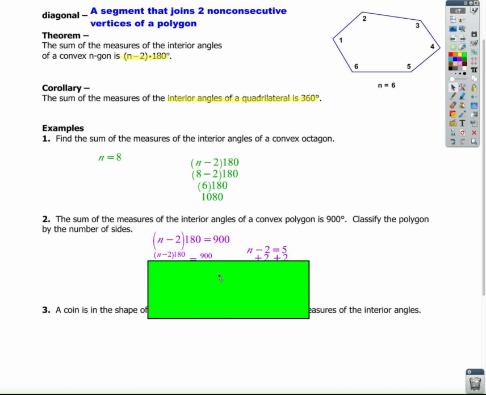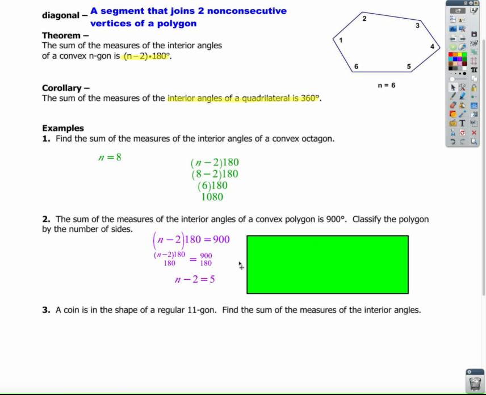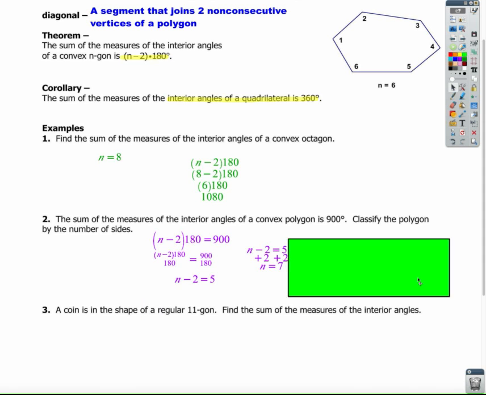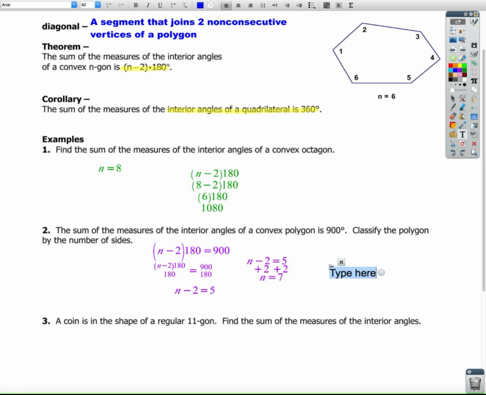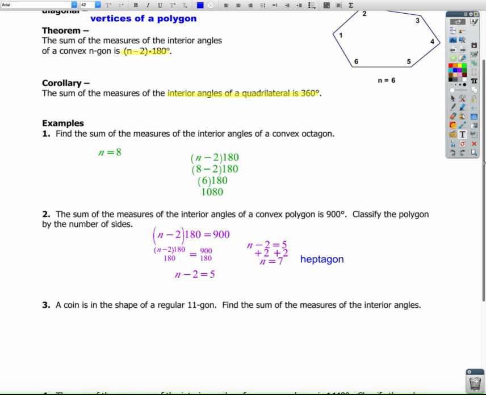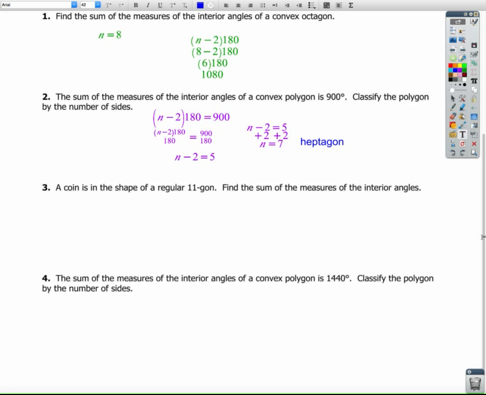We can then divide both sides by 180. N minus 2 then equals 5. And once we've done that, we now have a simple equation to solve, and we can see that n equals 7. And if n equals 7, we know that this is a heptagon. Using what we just did, you can go ahead and try examples 3 and 4 on your own. When you're done, come on back and we'll continue with some more examples.